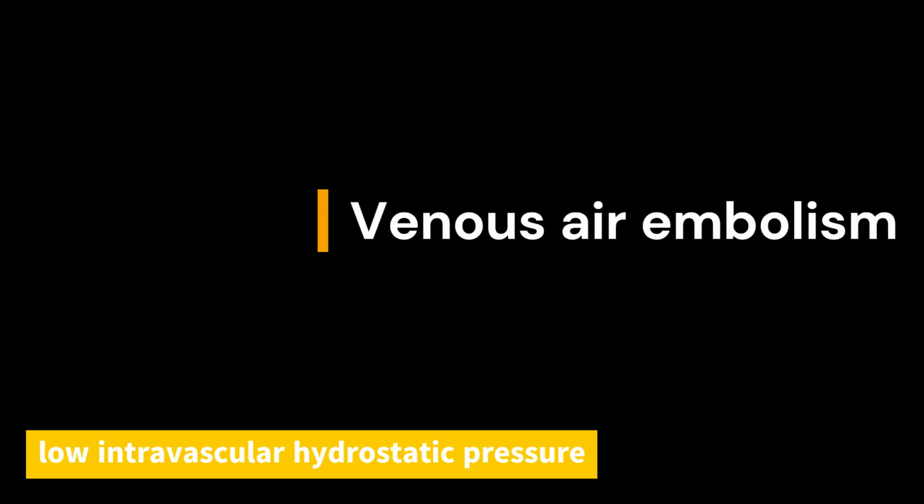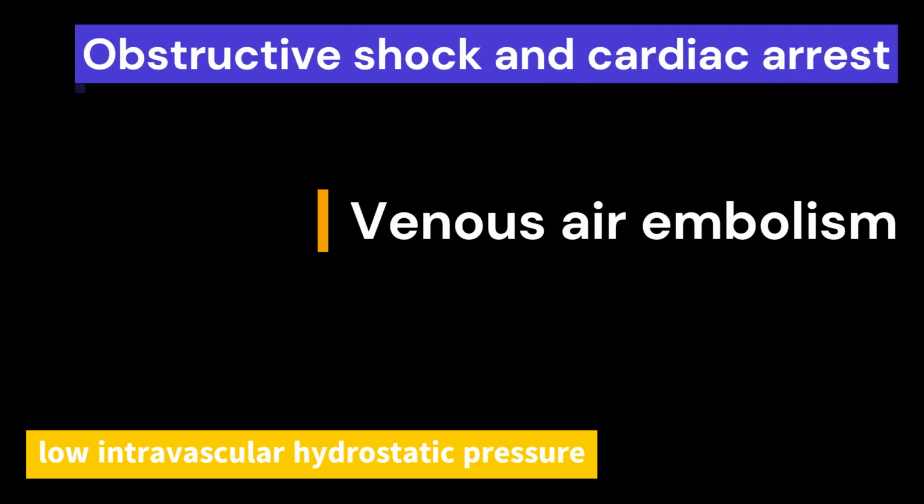Venous air embolism travels to the right ventricle, where it can obstruct the right ventricular outflow tract, or it can travel further to the pulmonary arterioles, where it can obstruct pulmonary capillary blood flow, leading to ventilation perfusion mismatch and hypoxemia. Obstructive shock and cardiac arrest can result.